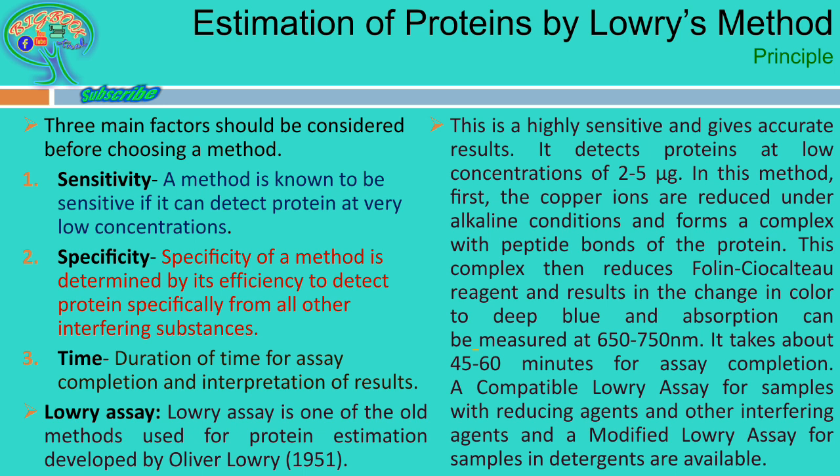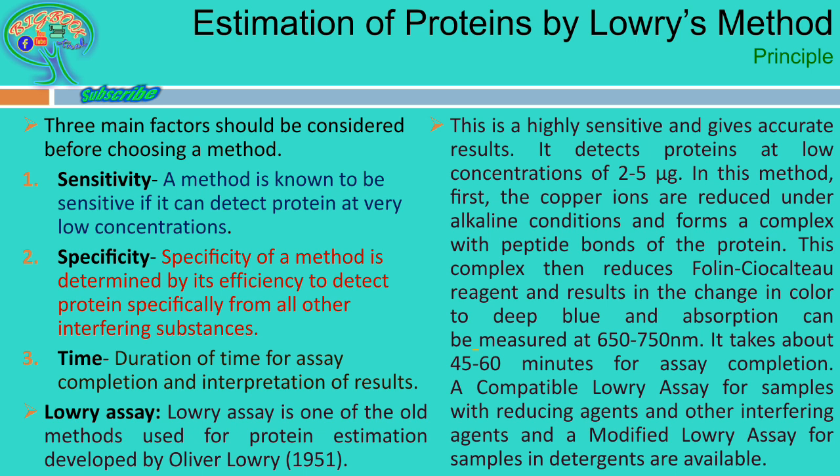Lowry's assay method was developed in 1951 by Oliver Lowry. It is highly sensitive and gives accurate results. It detects proteins at low concentrations of 2 to 5 micrograms. In some lab structured manuals it is mentioned as 20 to 30 micrograms, so there is a difference in acceptance after doing the experiments. Both ways, the experiment holds good to find the presence of the lowest concentration of the protein molecule.